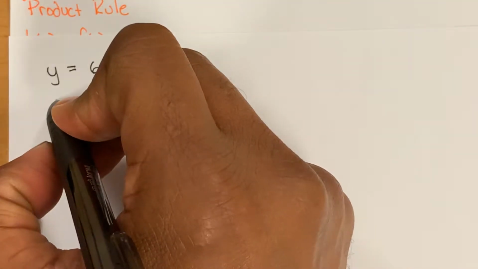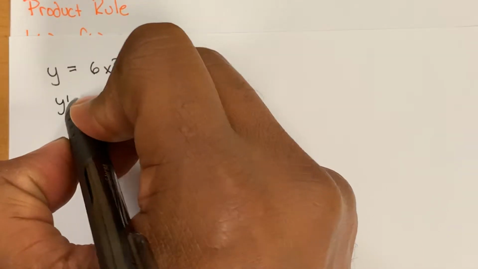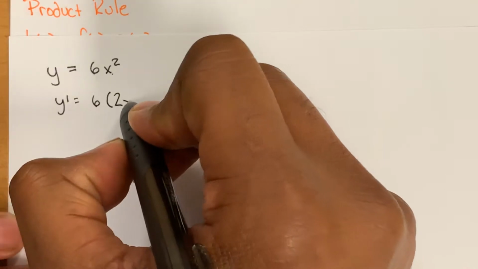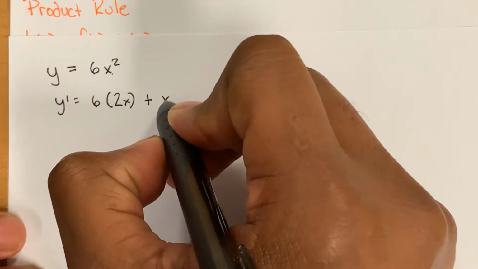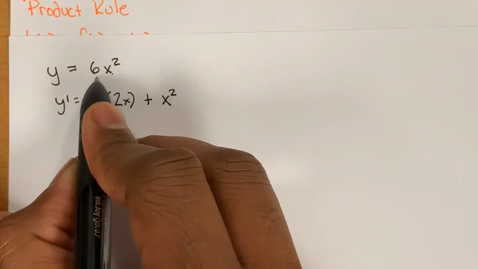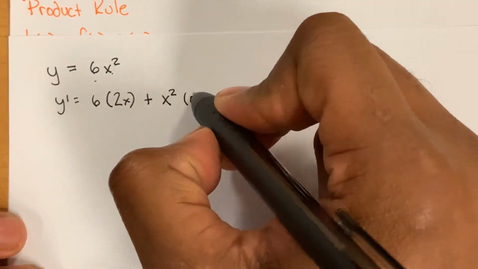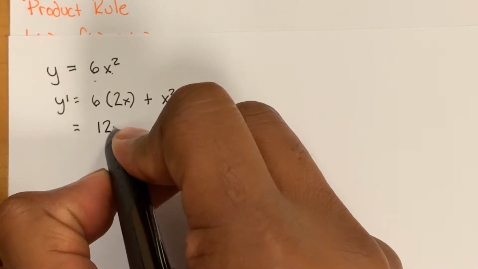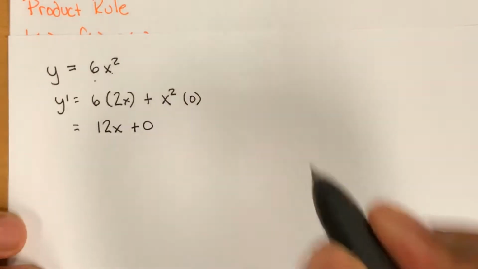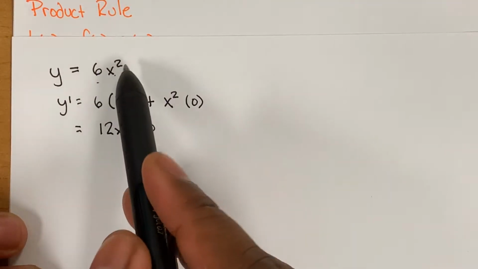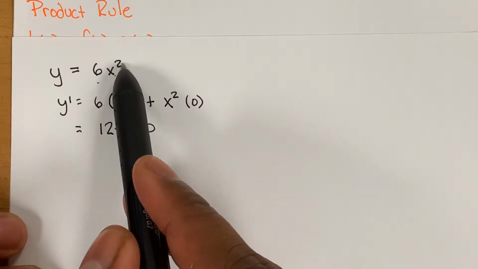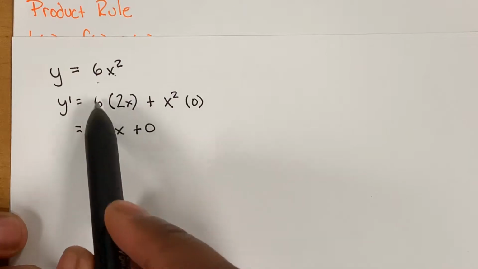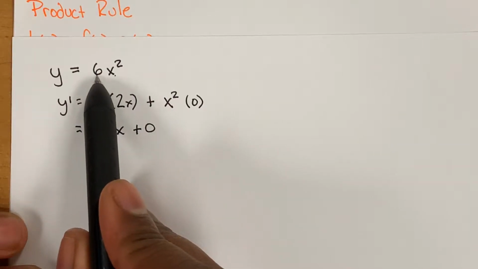So imagine if we did do the product rule, it would be 6 times the derivative of x squared, which is 2x, plus x squared times the derivative of 6, which is 0, because 6 is a constant. So we just end up with 12x plus 0. But that's the same as if we just did the general power rule where we multiply the 2 times the 6 and we get 12x. That's why we don't need to do the product rule when we have a constant.